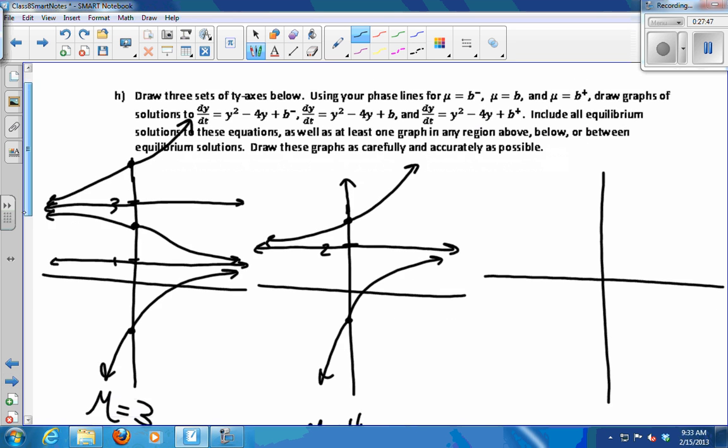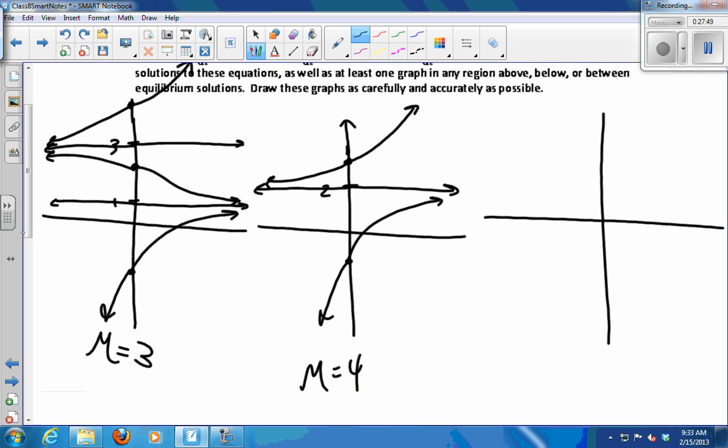Okay, and then if I do mu equals 5, that had no equilibrium solutions, and my arrows were always pointing up, which means that the solution has to always be increasing. So no matter what initial value I choose, I know that it increases. I don't know exactly how. It could be concave up, concave down, but it goes up.